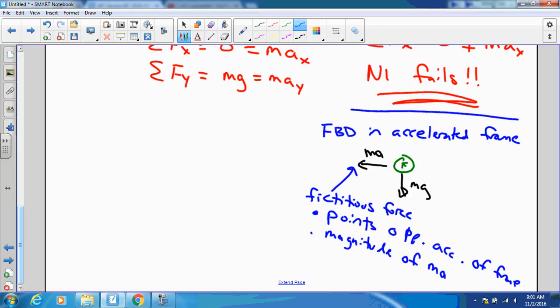So he himself will experience falling towards the back of the chest. From an outside frame, you'd say he's standing still, and the chest is moving, accelerating towards him, but he can't tell the difference. And if he were to take a ball in his hand and drop it, then that ball would accelerate towards the back of the chest also.